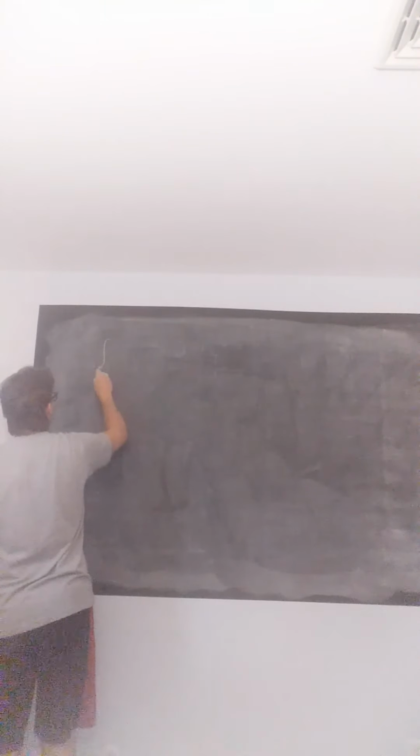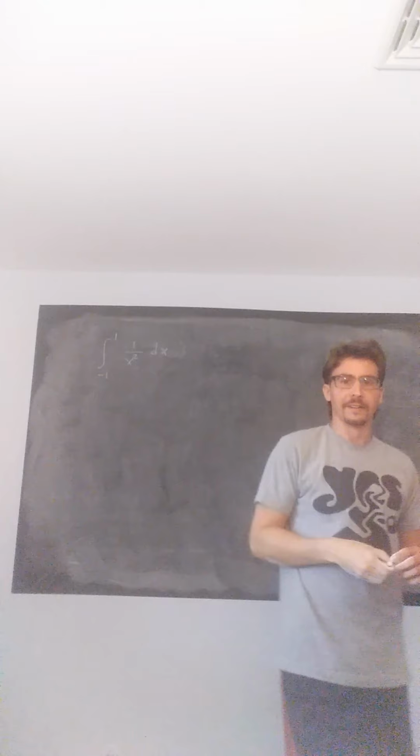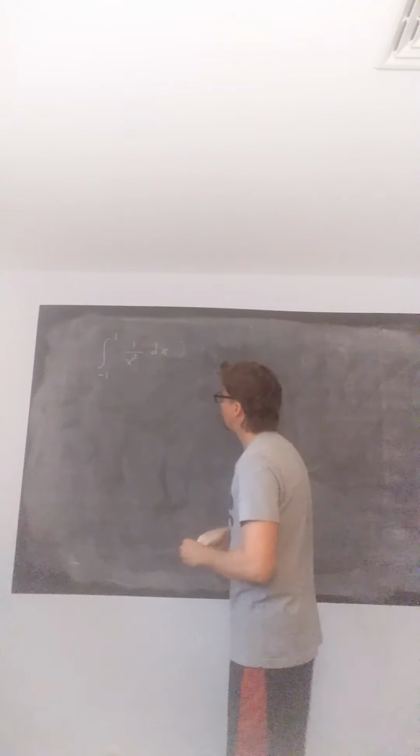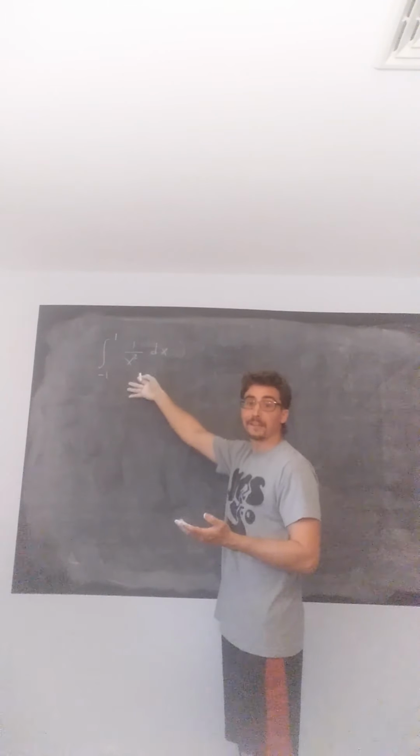Okay, so let's take a look at an integral here. The integral from -1 to 1 of 1 over x squared dx. Okay, so let's go ahead and integrate this thing, right? So what do we know? Well, it says that we could take the antiderivative of this and evaluate it at the endpoints.